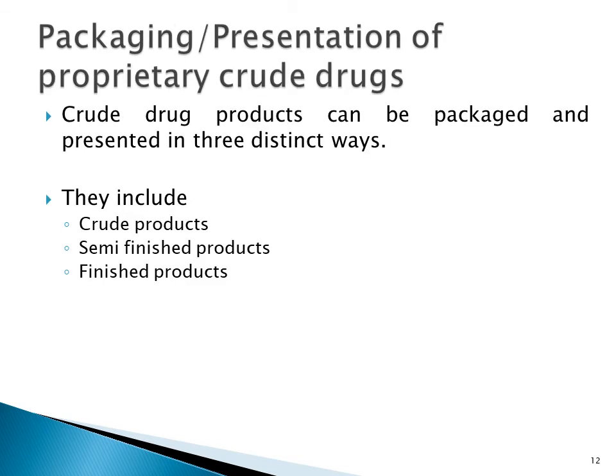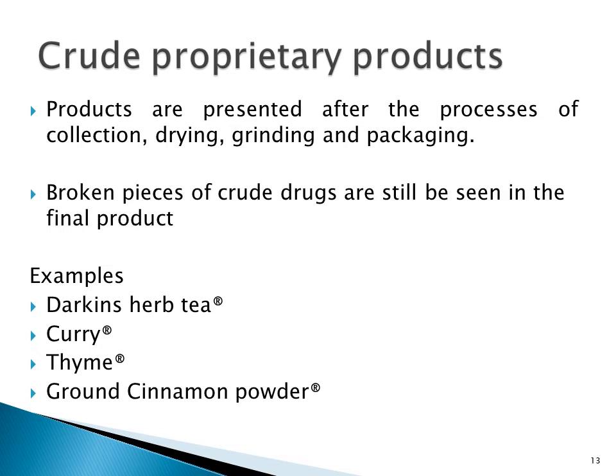Then the packaging or presentations in which this product can be found, we can have them as crude products, semi-finished products, or finished products. When we talk of crude proprietary products, it means that these products are presented following a series of collection, drying, grinding, and packaging. In this case, broken pieces of the crude drugs may still be seen in the final products. Typical examples are Darkins herb tea, obtained from the senna plant.